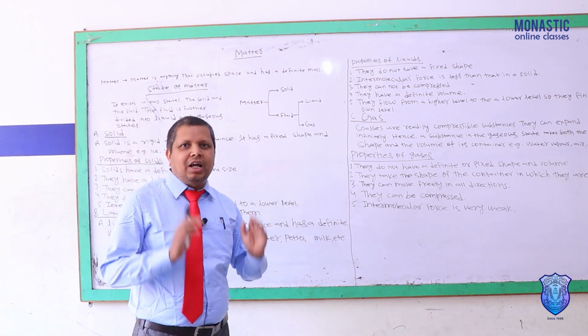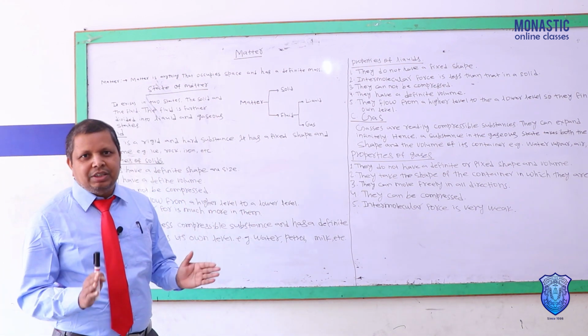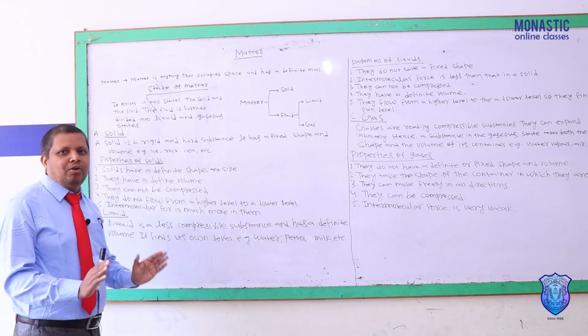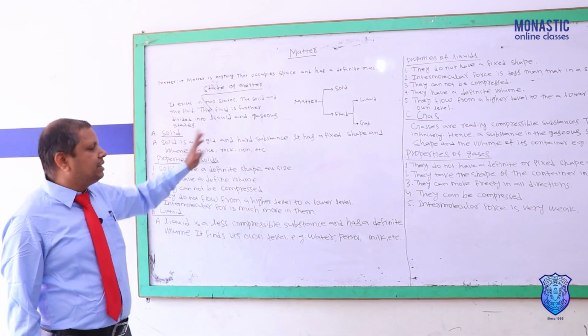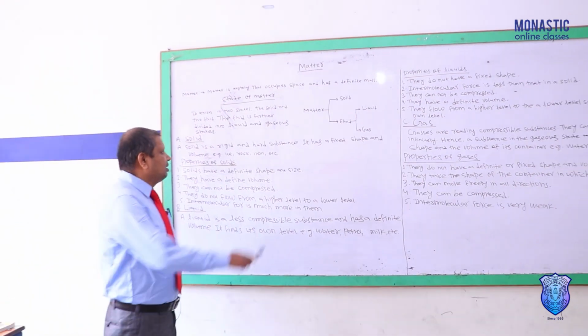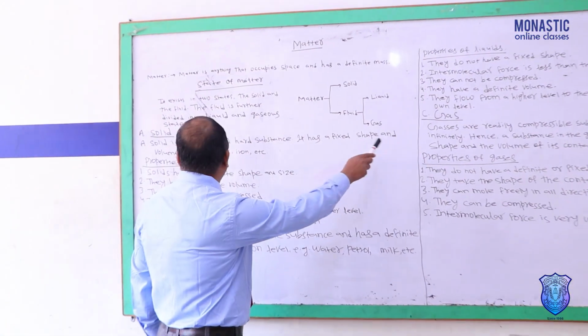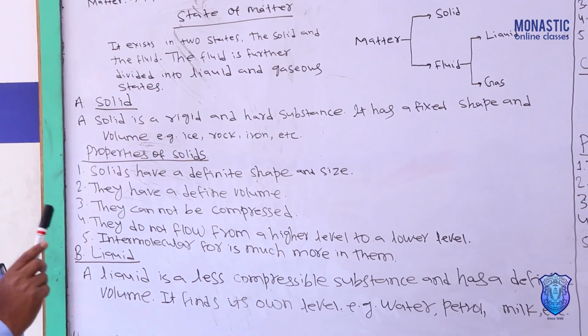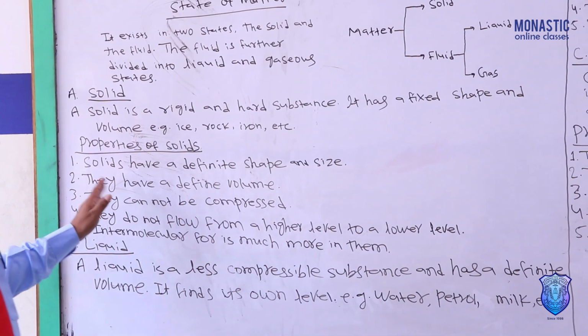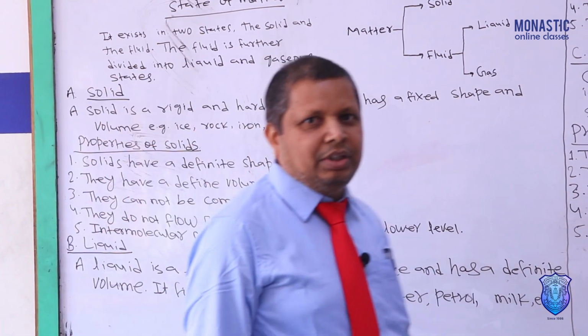Those substances which have a definite shape and definite volume are called solids. A solid is a rigid and hard substance. It has a fixed shape and volume. Examples: ice, rocks, iron.